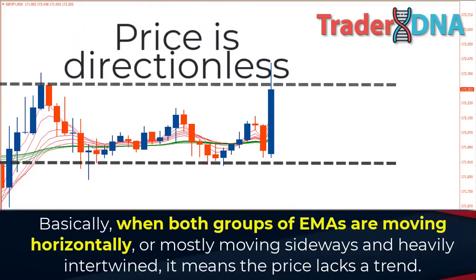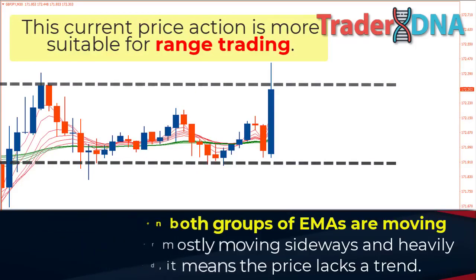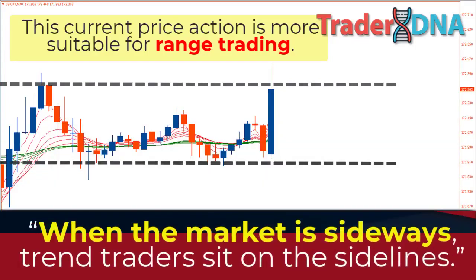is directionless, simply moving up and down within a range. This current price action is more suitable for range trading. As a trend trader, it would make sense to sit out and wait for better conditions. Just remember this phrase: when the market is sideways, trend traders sit on the sidelines.